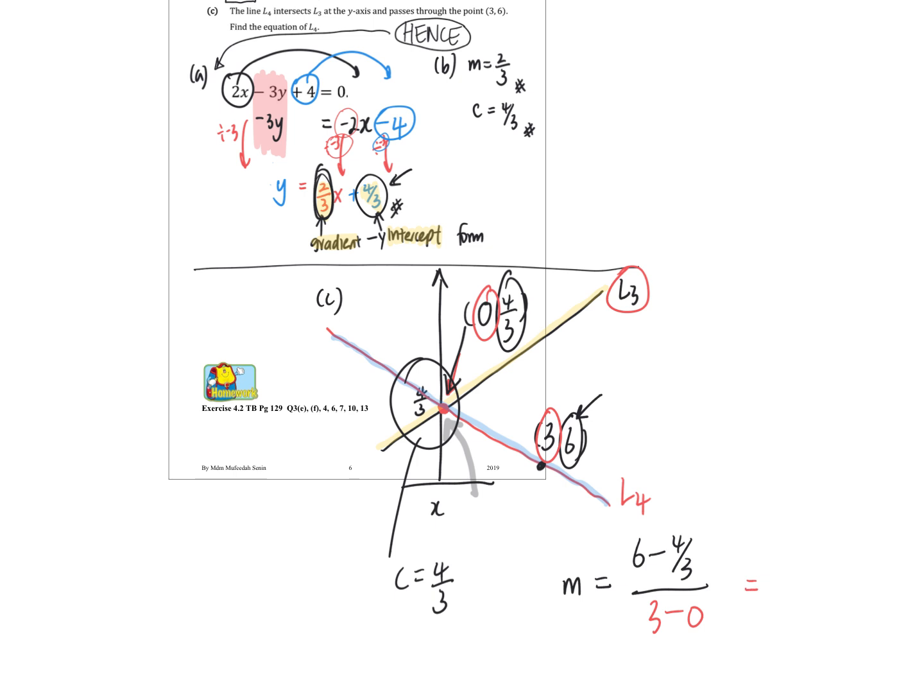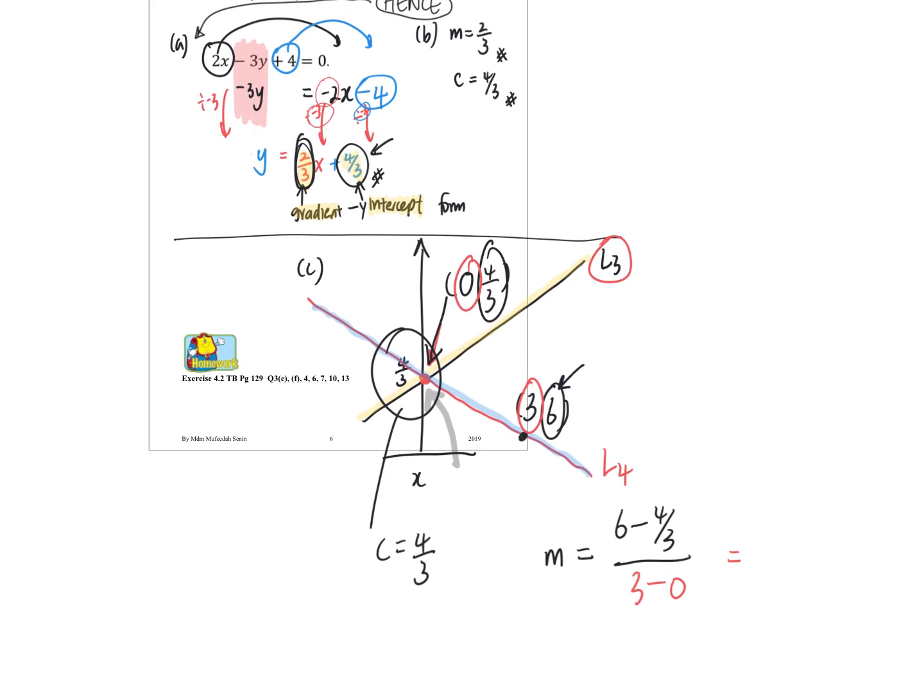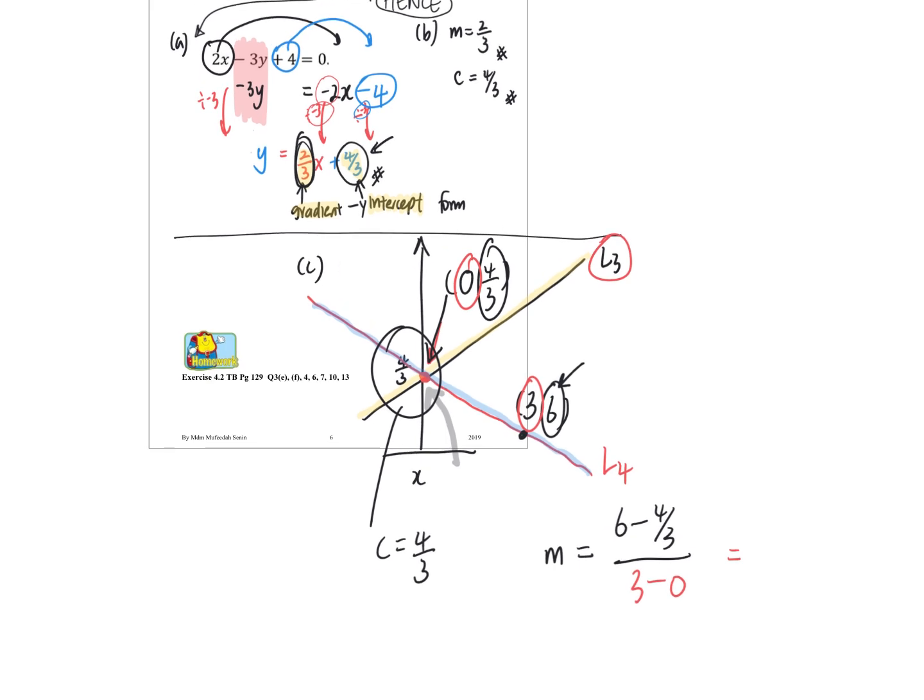What do you get? Is it 14 over 6, 7 over 3, 2 and 1/3? What is it? What's the answer? You got a calculator, right? What's the answer? 14 over 9. So if it's a mixed number, 1 and 5/9. Okay, so you have the gradient, you have the y-intercept.